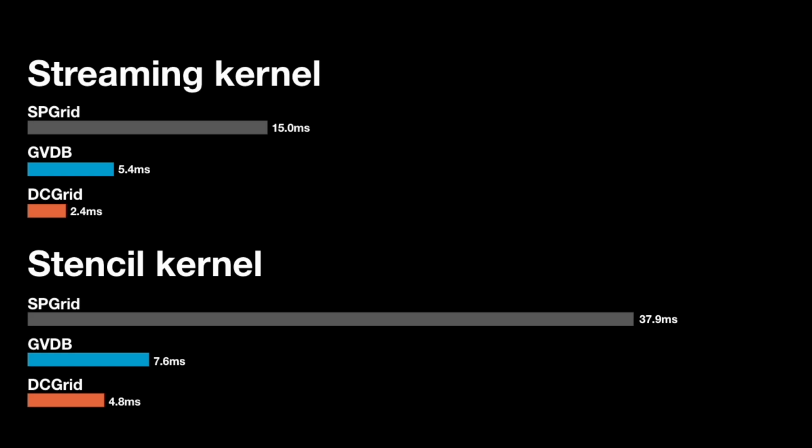We benchmark the performance of DCGrid against the other state-of-the-art adaptive grid structures SPGrid and GVDB on an equal sparse domain, and on both a stencil and a serial kernel. DCGrid consistently performed faster than both SPGrid and GVDB on all the resolutions that we tested.